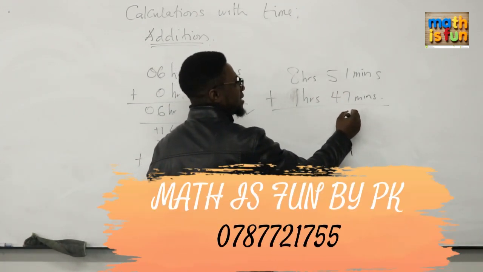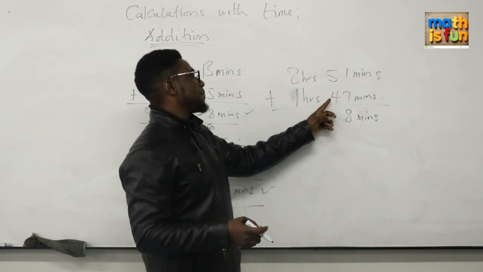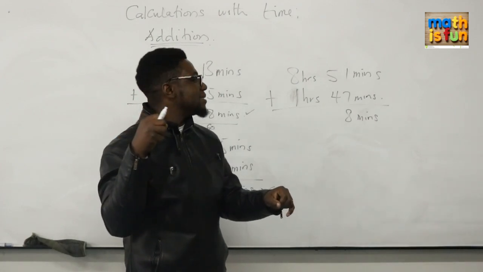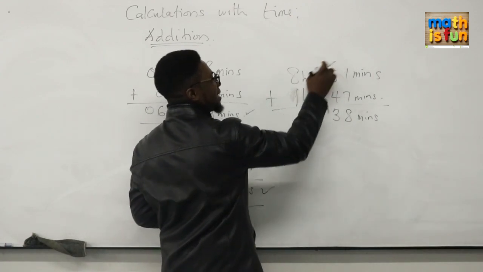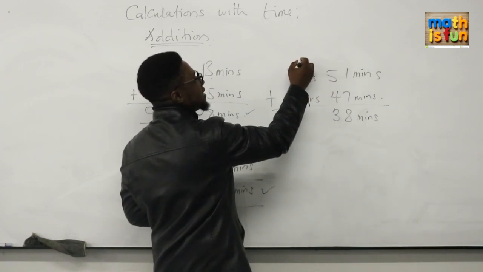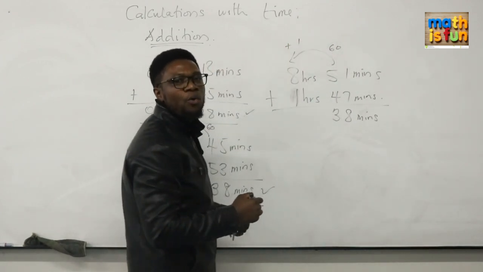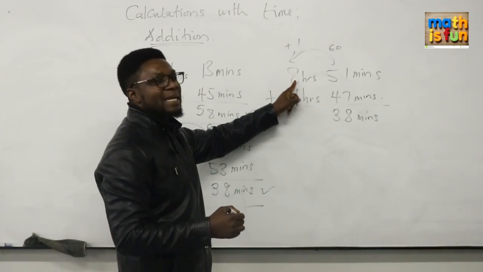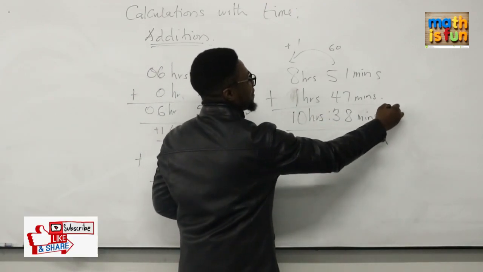Let's see if you were able to get it. 1 plus 7 gives us 8. Note that we are still dealing with the minutes. Then 4 plus 5 gives us 9. But remember, we are going to take the 6 out of the 9, leaving us with 3. The 6 that is taken was in the place value of tens, so it is 60. The 60 coming all the way here will be 1, simply because 60 minutes gives us 1 hour. So 1 plus the 8 gives us 9, plus the 1 gives us 10. So we are going to have 10 hours, 38 minutes.